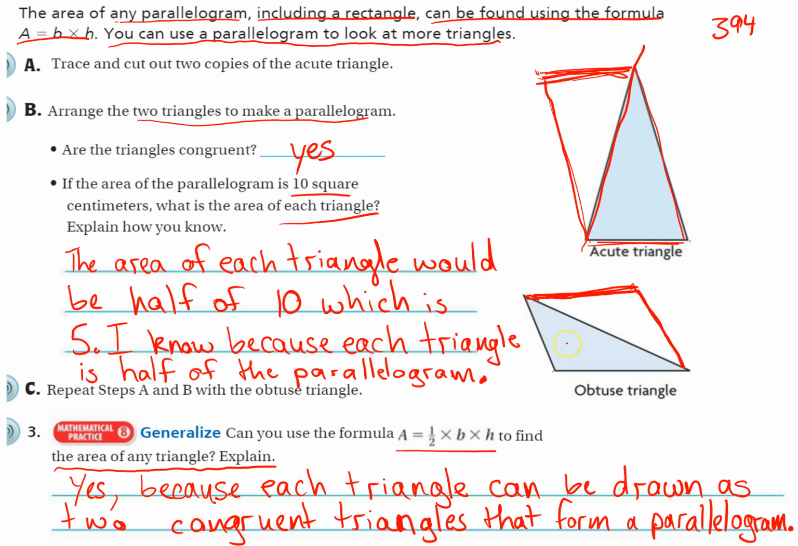So any triangle, if we basically made a copy of that triangle and put it next to it like we did here and here, they form parallelograms. And since for any parallelogram you use base times height, then for any triangle you can do half the base times the height to find the area of any triangle.